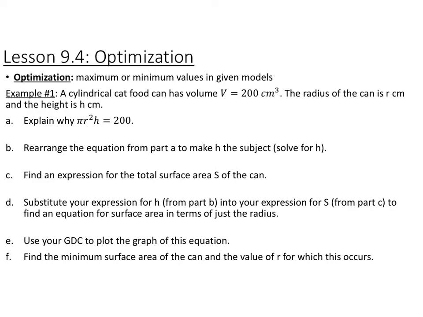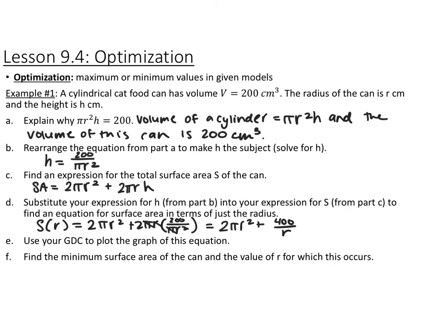So in this first example, we have a cylindrical cat food can that has to have a volume of 200 centimeters cubed, and the radius of the can is r, the height is h in centimeters. Given that, explain why pi r squared h is equal to 200, rearrange that equation to make h the subject, which means solve for h, and then write an expression for the total surface area of the can. Once you've done that, substitute your expression from part B for h into your expression for surface area and write an equation of the surface area in terms of just the radius. So go ahead and pause the video and try parts A through D.